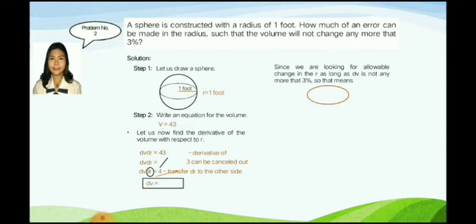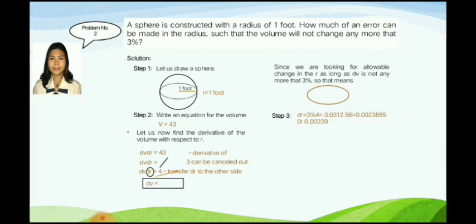So we could say that dr is equal to dV over 4 pi r squared, where r is 1 foot and dV is the allowable change or the allowable error of 3%. So for step 3, we have the equation dr is equal to dV over 4 pi r squared, where dV is equal to 3%, over 4 pi, where r is equal to 1 raised to the power of 2.